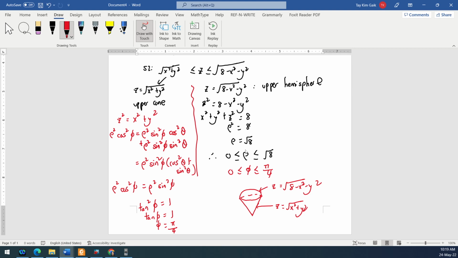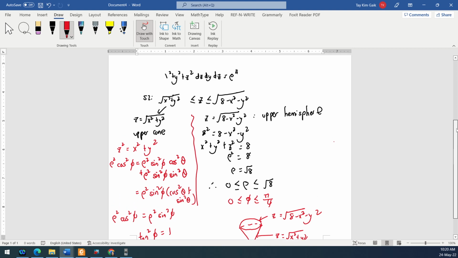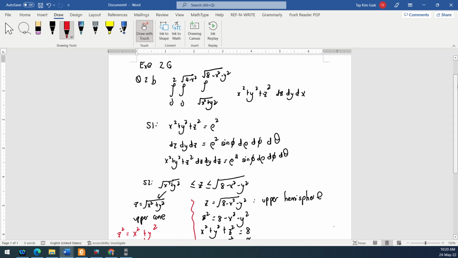So now you have the limit for rho and the limit for phi. Then you need to determine the limit for theta.